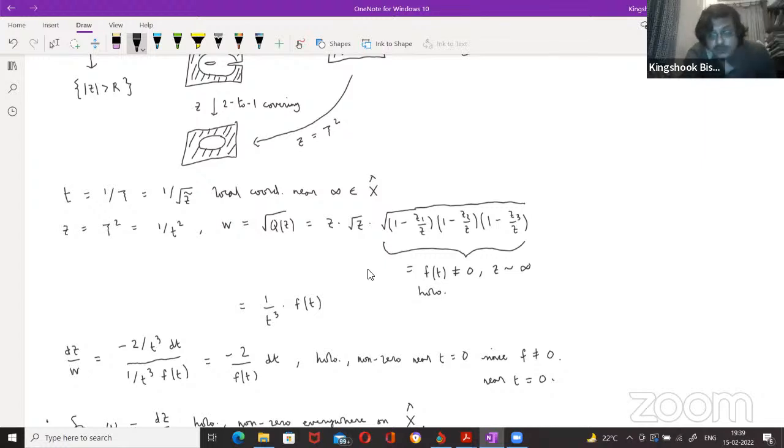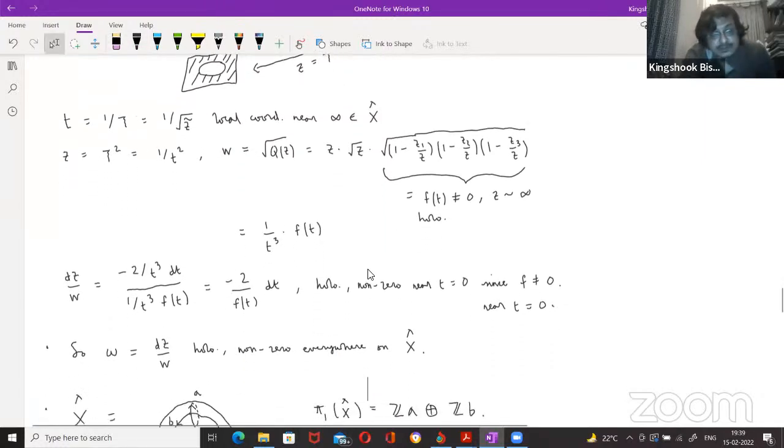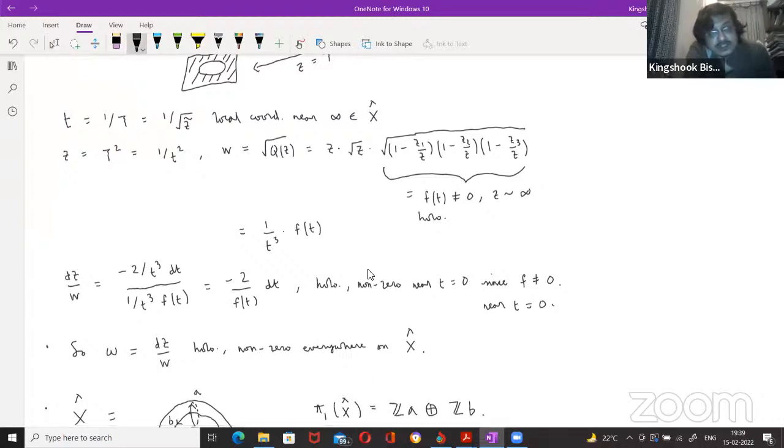Okay. So now what is dz over w? Well, z is equal to 1 over t squared. So if I differentiate here, then dz will be minus 2 over t cubed dt, and w will be 1 over t cubed f of t. So the t cubed and the t cubed cancel. So what remains is just minus 2 over f of t dt, where f is non-zero and holomorphic, when t is near 0.